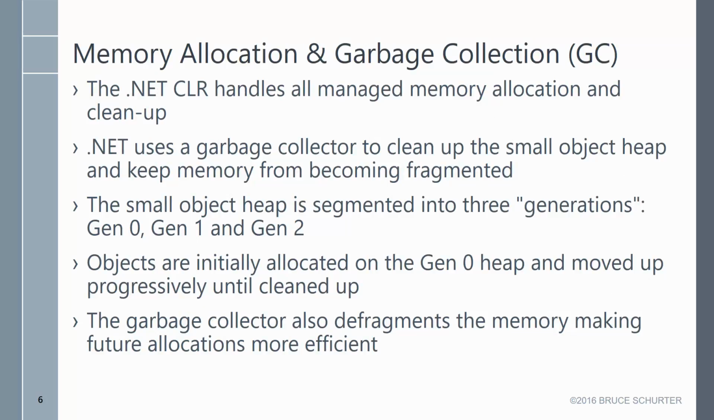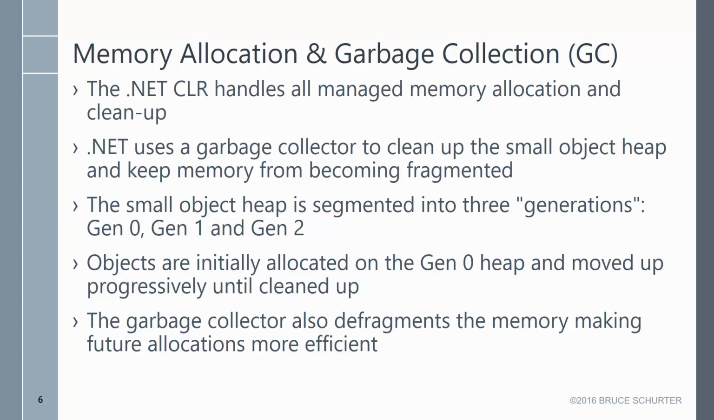The .NET CLR handles all managed memory allocation and cleanup. Obviously, for unsafe code, this is not the case. If you're making calls into unmanaged Win32 APIs, this doesn't apply. However, for everything you use with safe code, in other words, using standard variable types in .NET, basically all of the reference types are stored in garbage collected heaps.